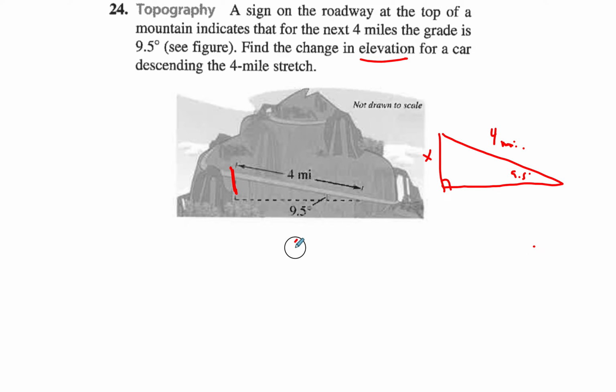So our setup would be that the sine of the angle, because we have the opposite over hypotenuse, would be x over 4. So x is 4 times the sine of 9.5 degrees, which is equal to about 0.660 miles. You're welcome to leave your answer like that, though in reality we'd probably multiply that by 5280 to get feet, because that would make a little bit more sense. But because this is miles, our answer is going to be in miles, and that's okay.